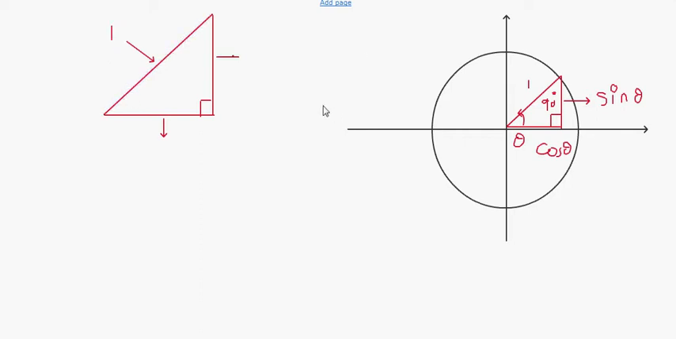Magnifying this triangle described in the unit circle, we have a right triangle with hypotenuse as 1 unit, which also represents the radius of the unit circle, 90 degrees here, and let this be theta. The vertical component represented by sin theta and the horizontal component represented by cos theta.